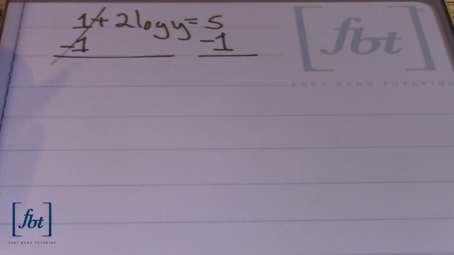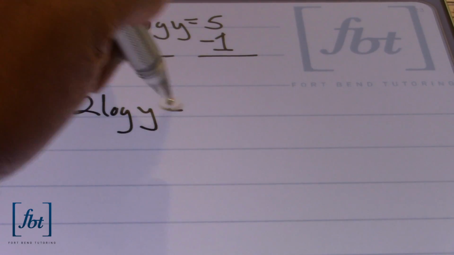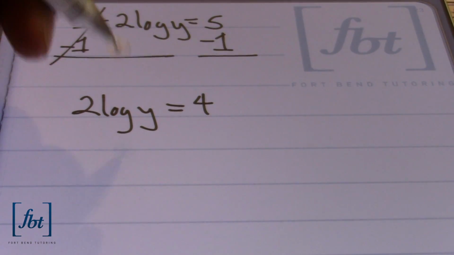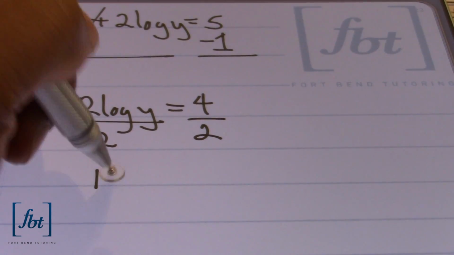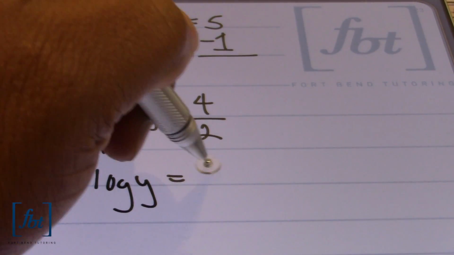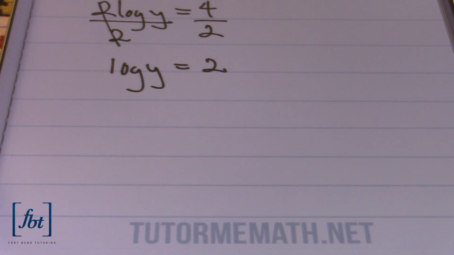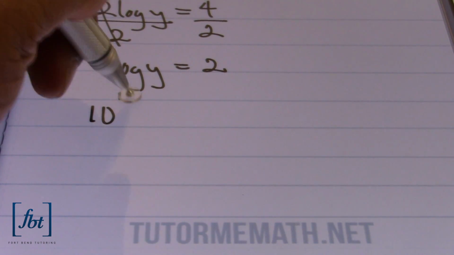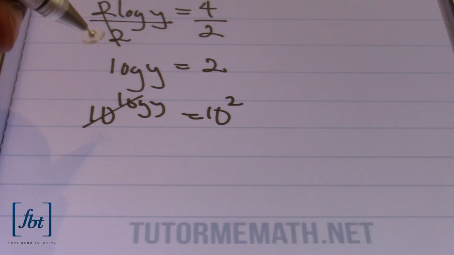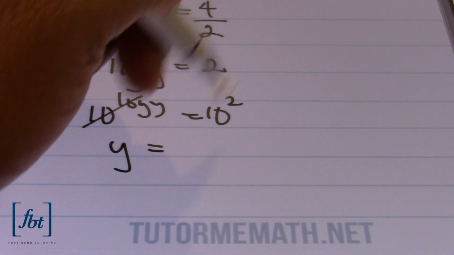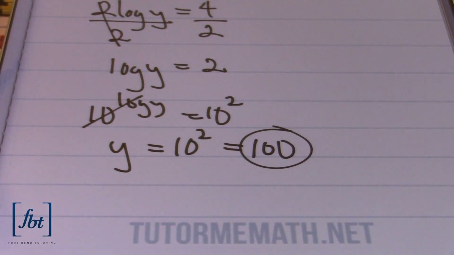All right, my 1's cancel out. I'll be bringing down 2 log y equals 4. I'm going to then divide both sides by 2. Dividing both sides by 2 gives us log y equals 2. From here, I'm going to exponentialize both sides of the equation to get 10 to the log y equals 10 squared. The 10 and the log will cancel out, so I'll have y equals 10 squared, and that value is 100. So y equals 100.